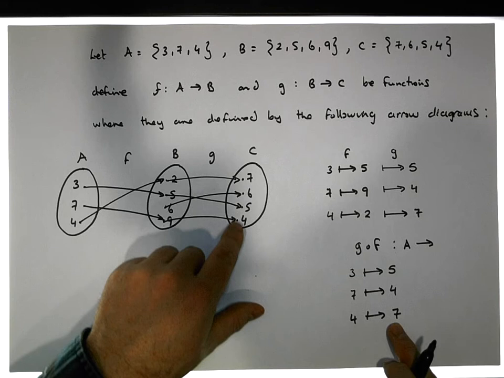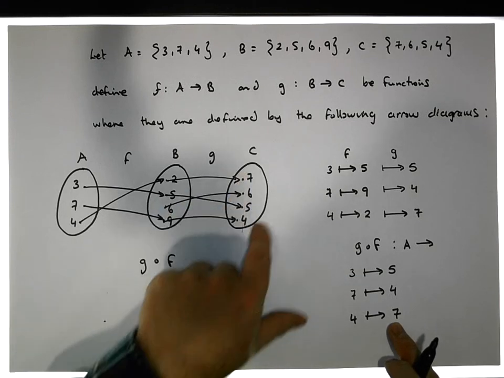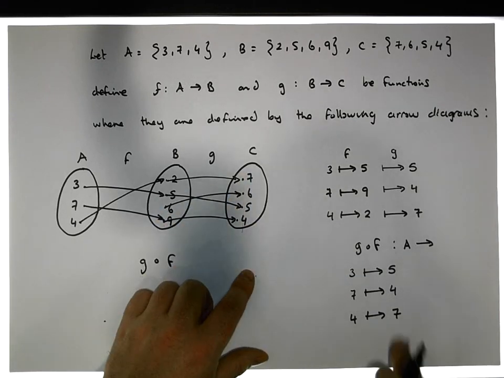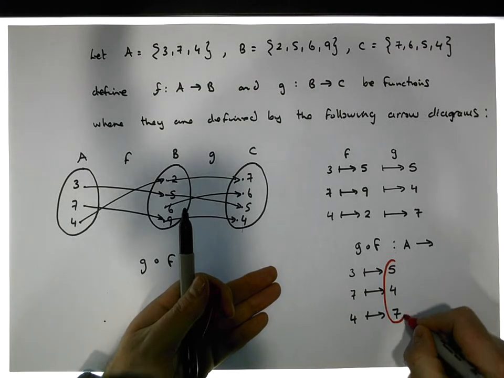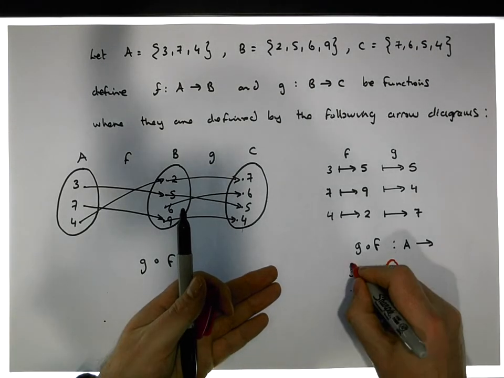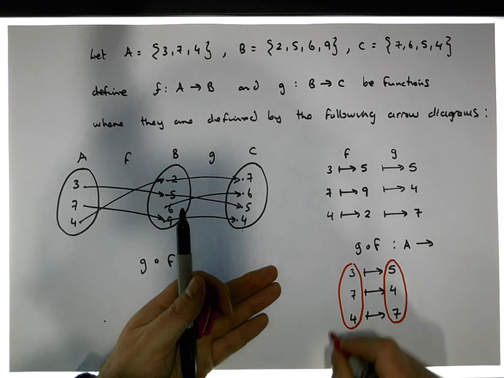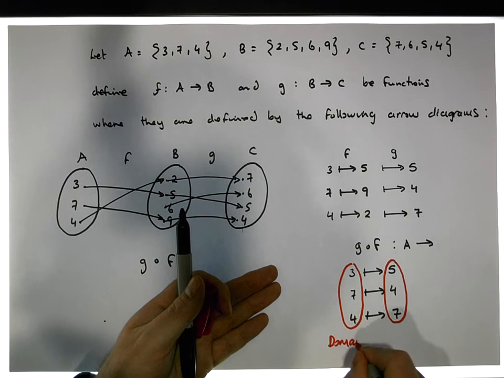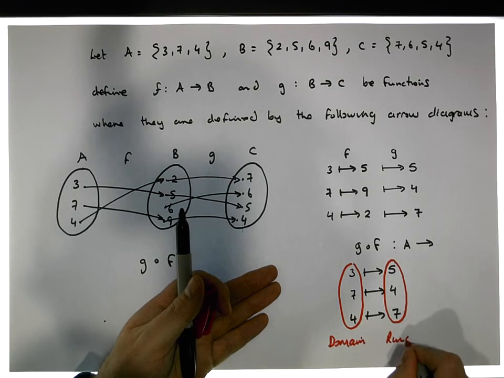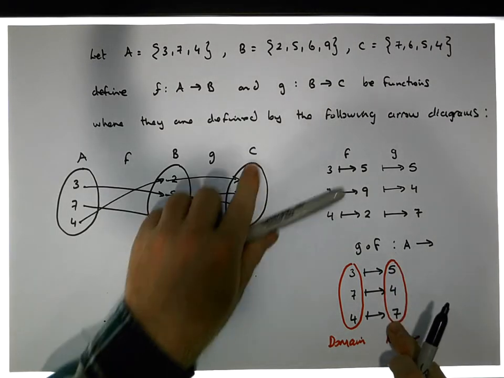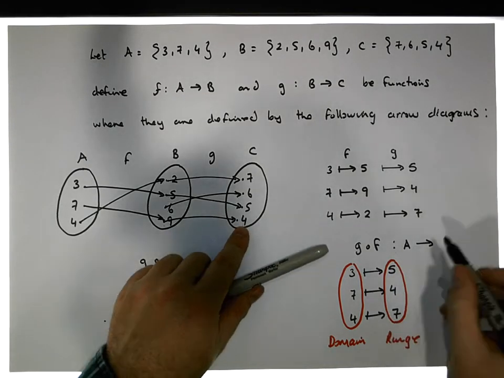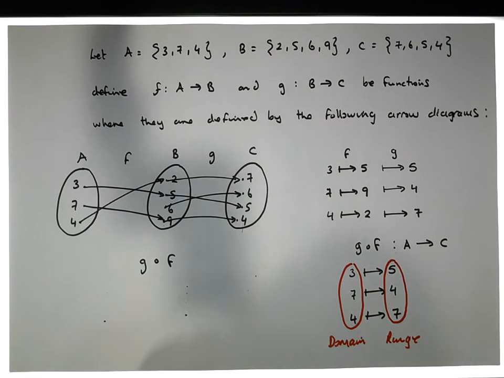5, 4, and 7 is a subset of C. So this is its actual range, the range of the function. This is the domain of the function. The range consists of the actual values that are mapped into, and this particular range is a subset of the codomain, so it's a subset of C. So that's what we mean by g after f.